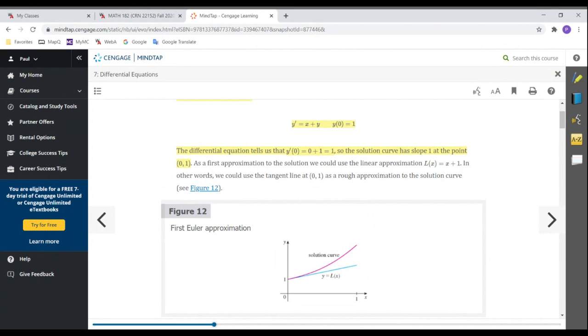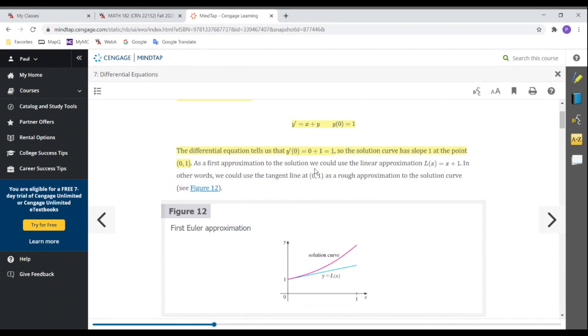In figure 12, they're drawing the red solution curve to this differential equation. Again, you don't know how to get that solution explicitly, but just take it as fact that that's what the solution curve looks like. This red solution curve is the solution to the differential equation y prime equals x plus y with the initial condition y of 0 equals 1.